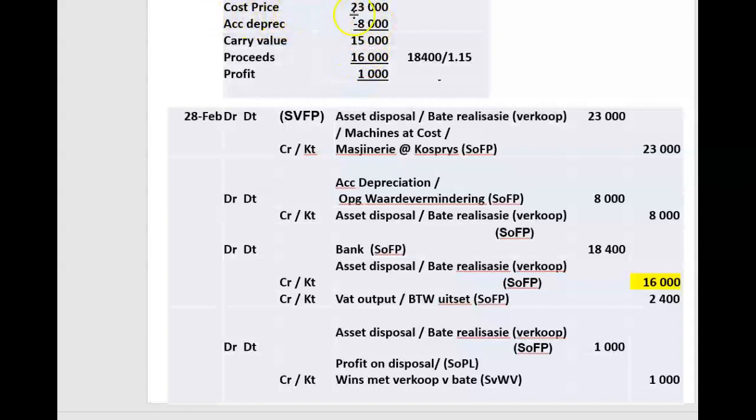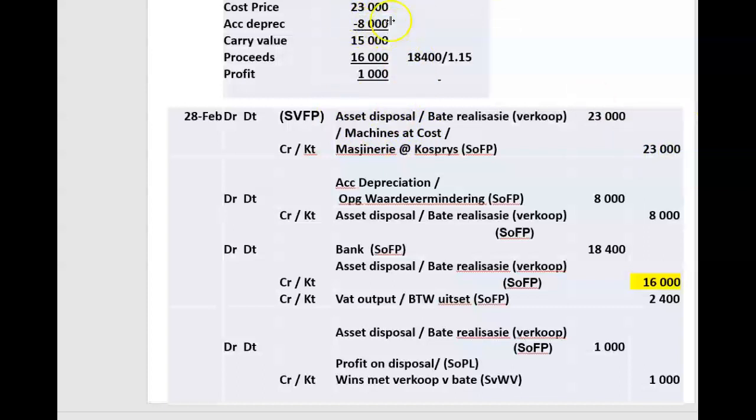Cost price, asset's got a debit balance, so if I want to take it out, I have to credit that account, statement of financial position. Debit my asset disposal account, 23,000. Credit my machines at cost account, statement of financial position, 23,000. Then that one is out of my books. I've transferred that balance to the asset disposal account.